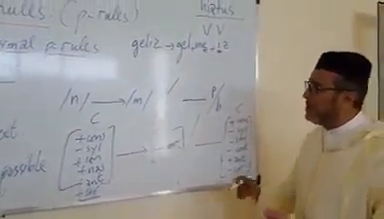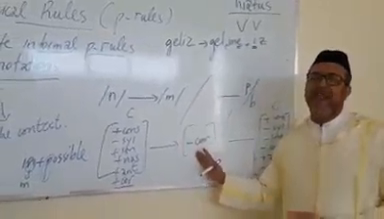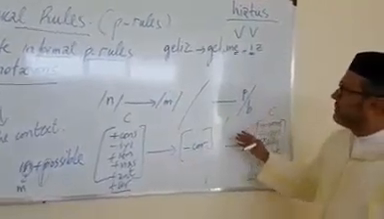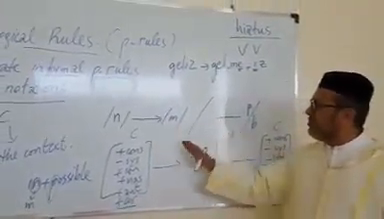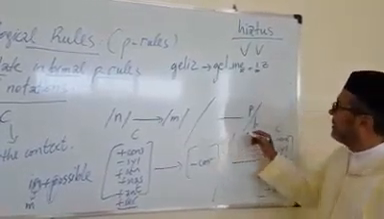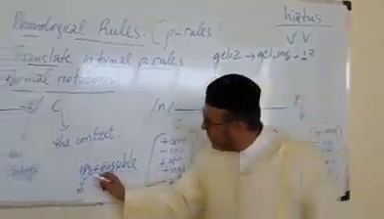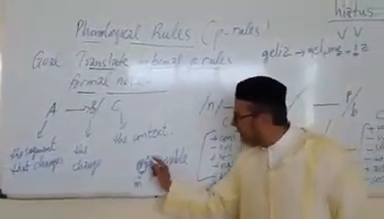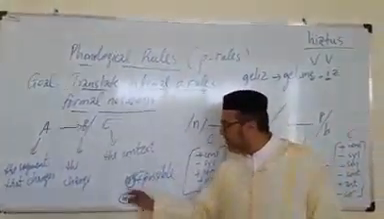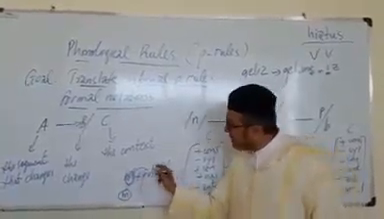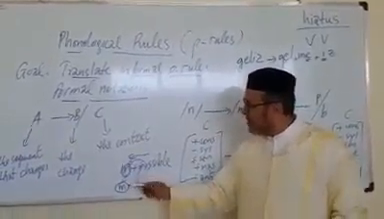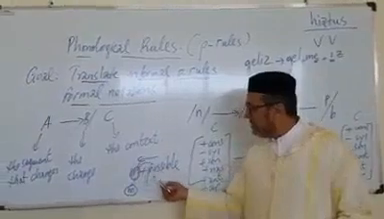So this is an example of an assimilation rule. What type of process is this? It's assimilation. The alveolar nasal assimilates the point of articulation of the bilabial stop, and it becomes also bilabial. So it's going this way. This is what we would call a partial regressive assimilation.